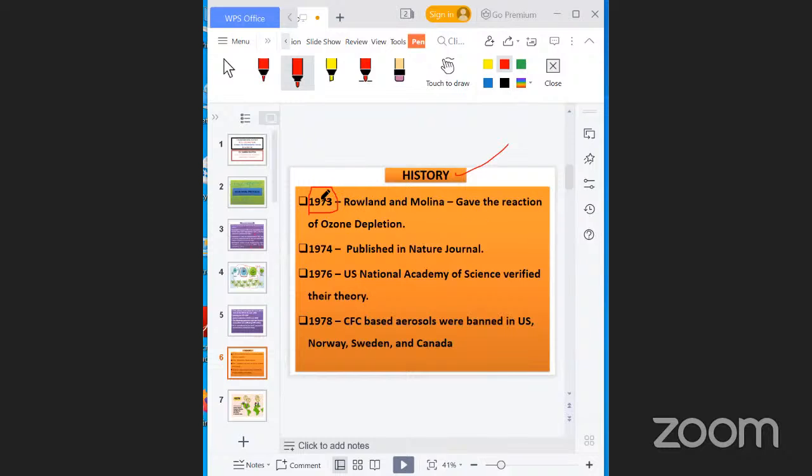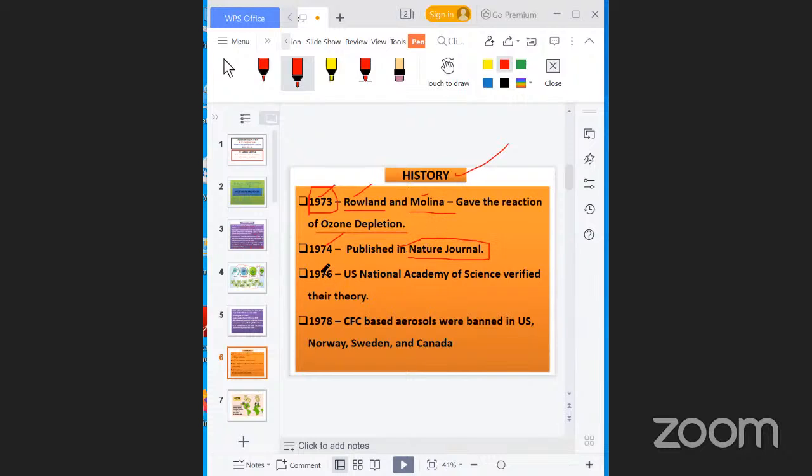So in early 1973, two American chemists, Rowland and Molina, gave a reaction of how ozone molecules are destroyed. In the year 1974, Rowland and Molina's work was published in the journal Nature.